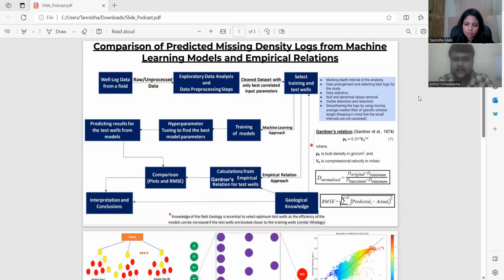Then we also see which logs can be used as the input parameters for predicting our target, which is the density. Which of the logs can be used, which are having a good correlation with the density log? We can observe it by using the correlation map. We can prepare a correlation map and see how the values are correlating.